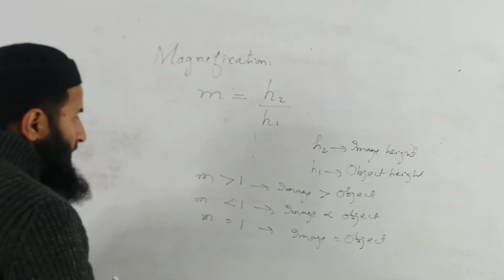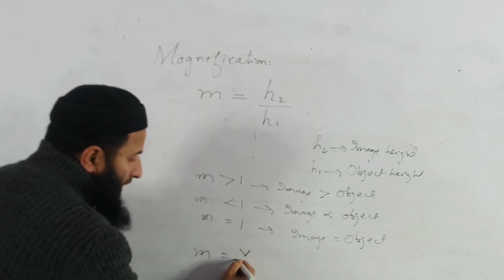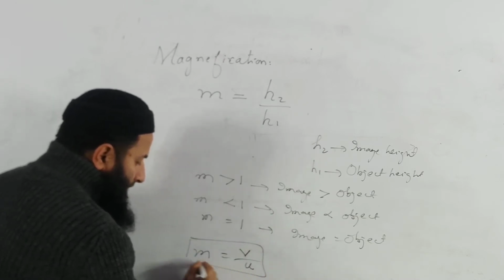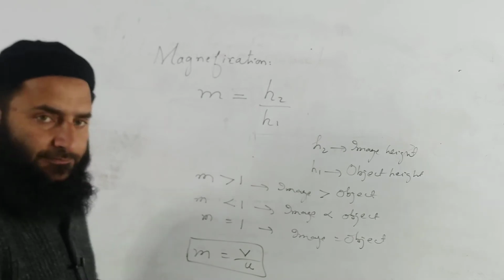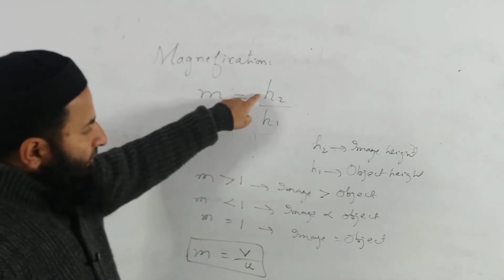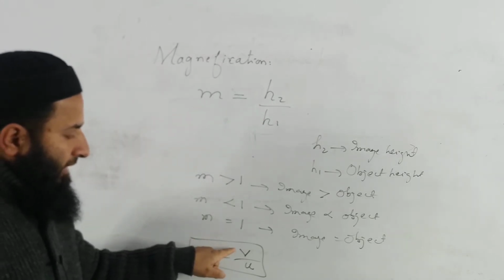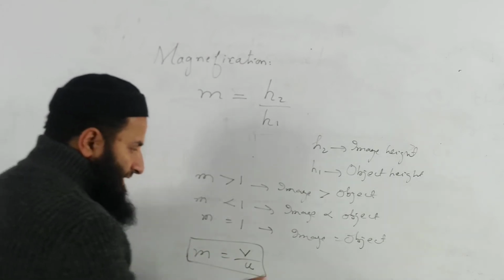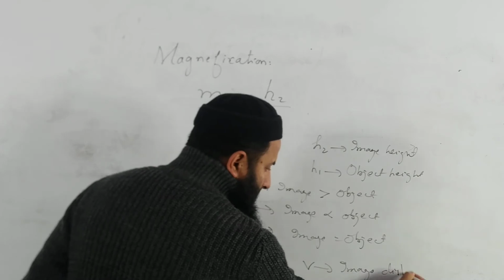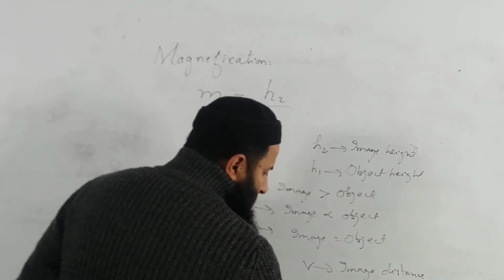We can also calculate it. The value of m can be calculated by taking the ratio of image distance and object distance. We can calculate the value of m by taking the ratio of the height of the image and the height of the object. We can also calculate m by taking the ratio of image distance and object distance. v is the image distance, and u is the object distance.